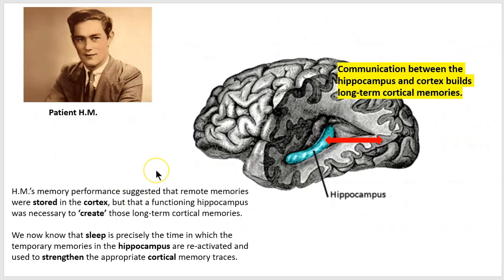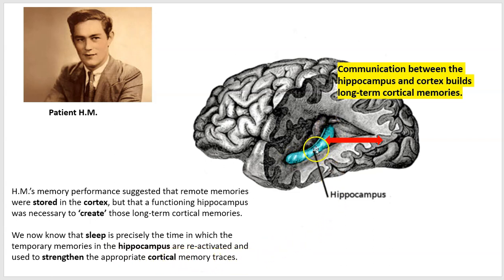So the study of these neurological patients led scientists to some important conclusions. HM's memory performance suggested that remote memories were stored in the cortex, not the hippocampus, but that a functioning hippocampus was necessary to create those long-term cortical memories. We now know that sleep is precisely the time in which the temporary memories in the hippocampus are reactivated and used to strengthen the appropriate cortical memory traces.